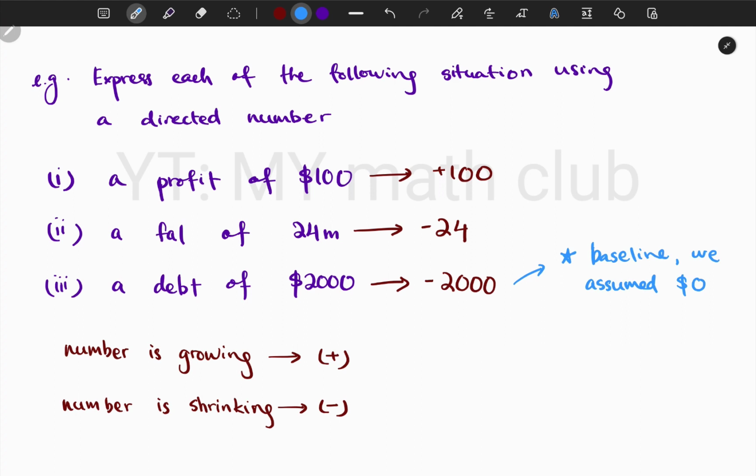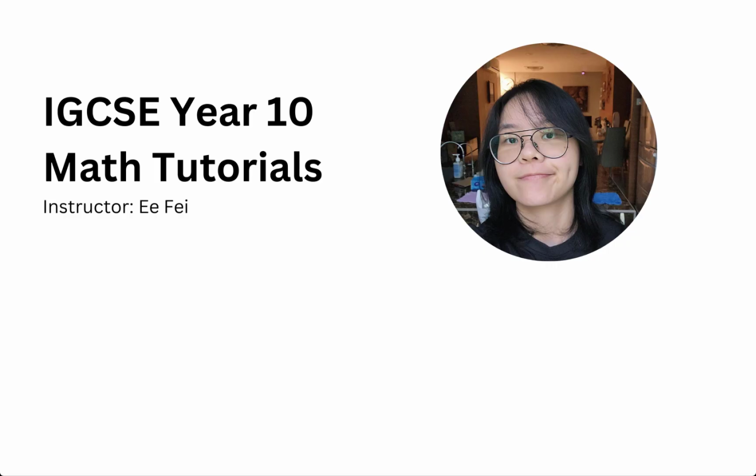But of course, in the real world, things are a little bit more complicated. But in exams, in practice, when the question doesn't mention the baseline in this context, then we can just assume that it's 0. Alright, so that is it for this chapter covering directed numbers.